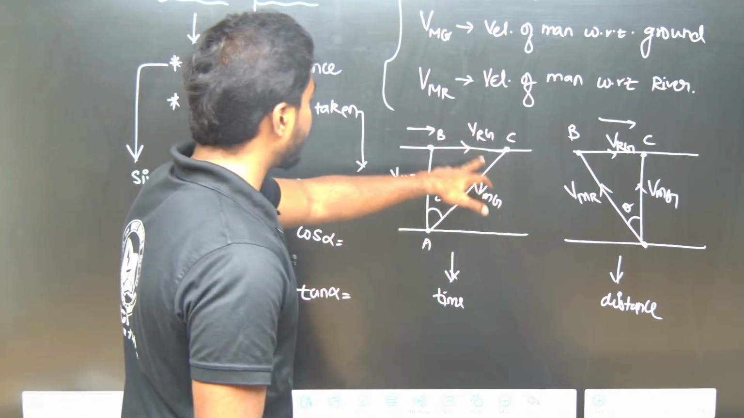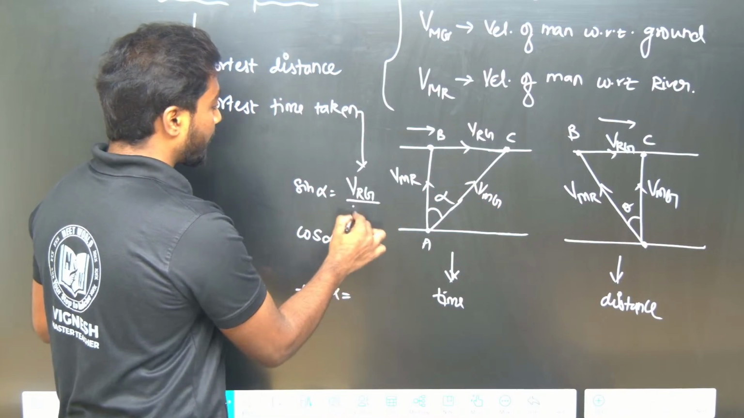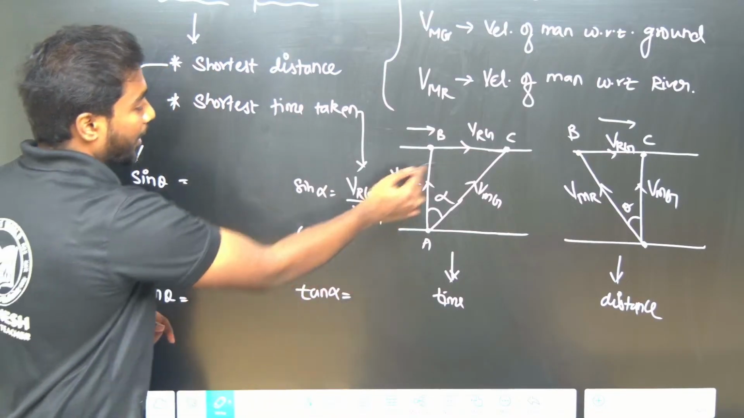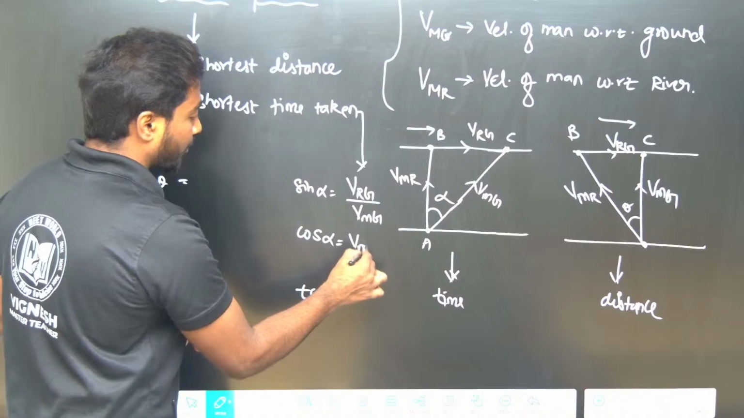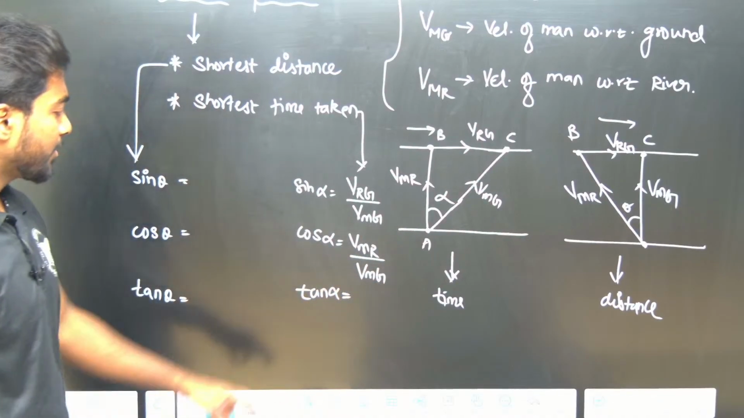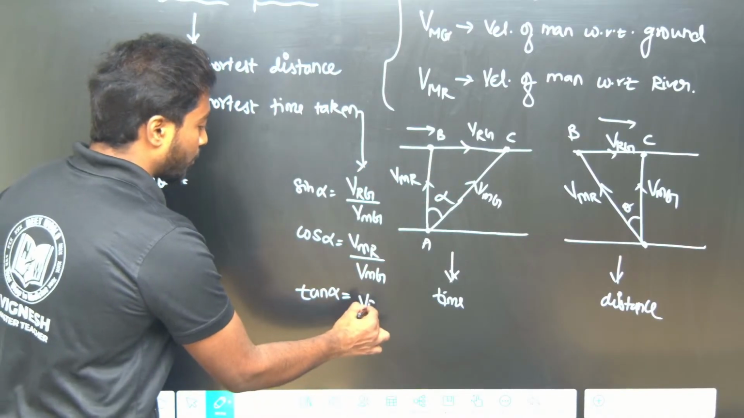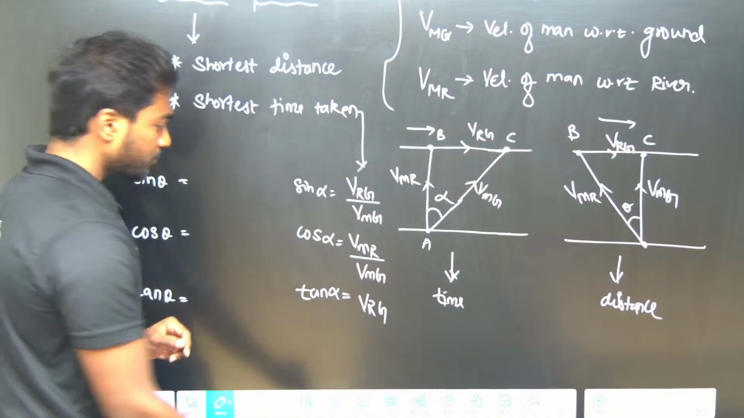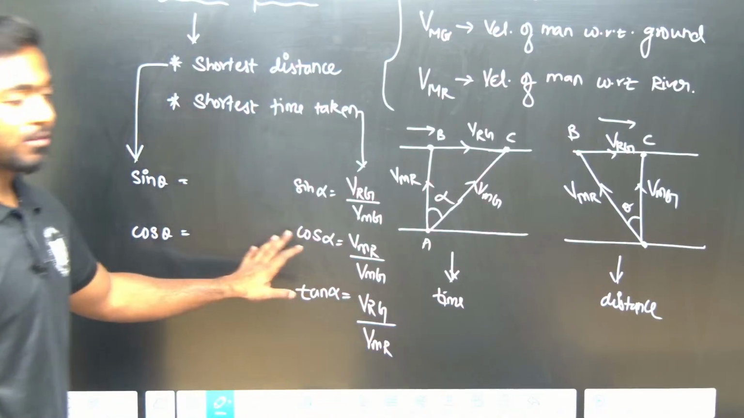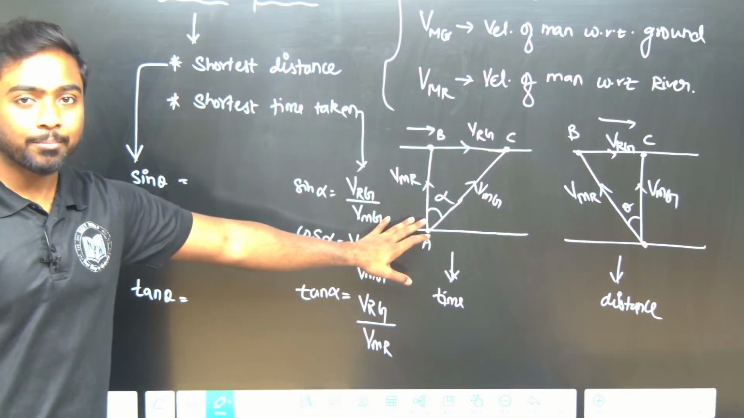Sin alpha is opposite by hypotenuse: velocity of a river with respect to ground divided by velocity of a man with respect to ground. Cos alpha is adjacent by hypotenuse: velocity of a man with respect to river by velocity of a man with respect to ground. Tan alpha is opposite by adjacent: velocity of a river with respect to ground divided by velocity of a man with respect to river. These are my trigonometric ratios for the shortest time taken.